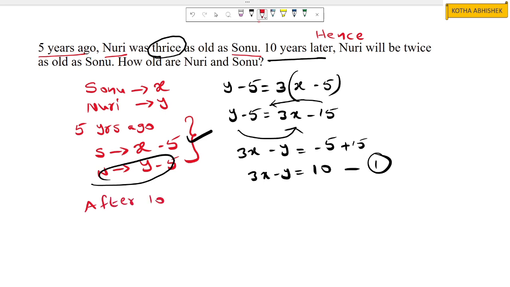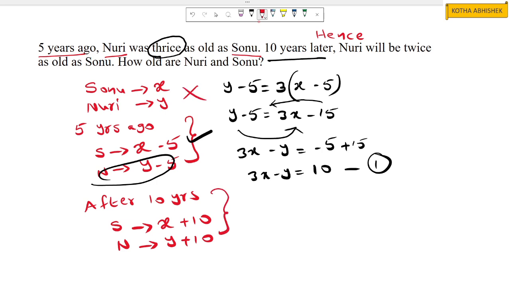After 10 years, the same present ages of Sonu and Noori. Now Sonu's present age we took as x, right? After 10 years, she will be x plus 10. The same way, Noori's present age is y, then after 10 years she will be y plus 10. Now as soon as we wrote this after 10 years, we need to forget about the present ages x and y.